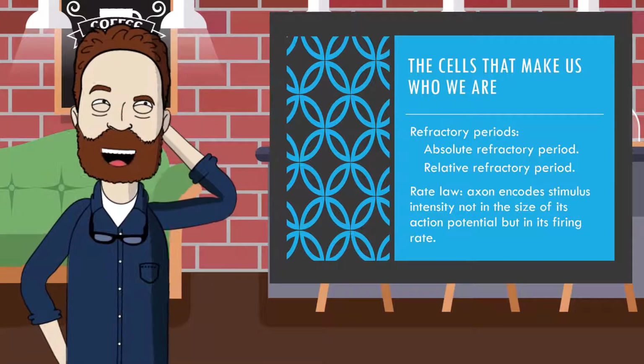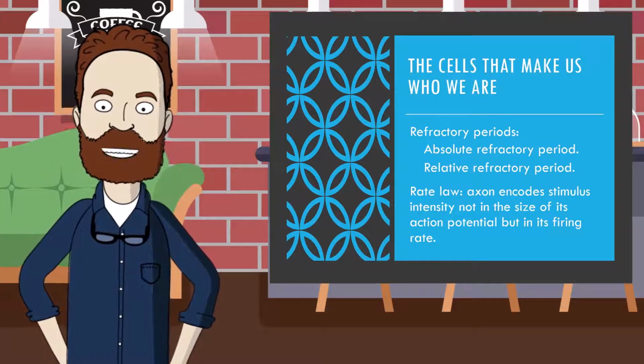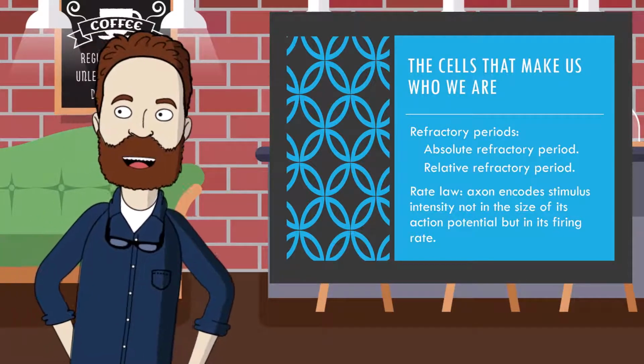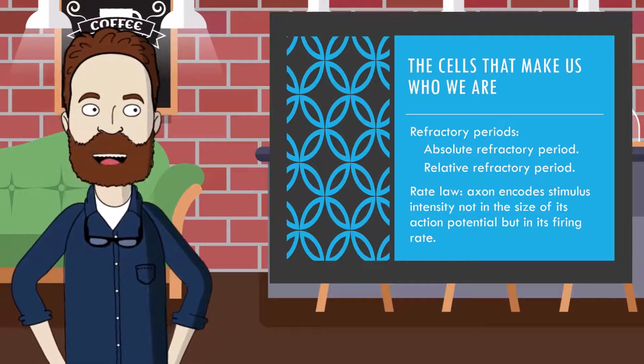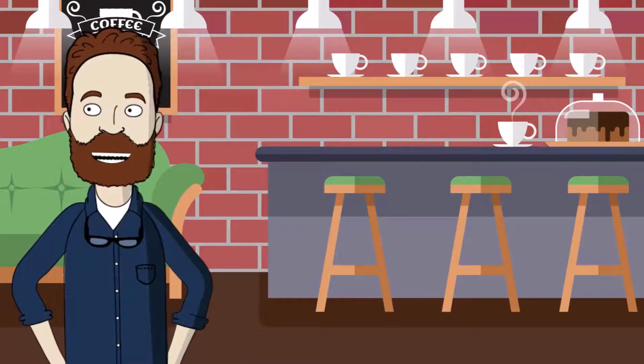This forces an action potential to travel in one direction along the axon. So in neural communication, the electrical impulse only travels down the axon, not back up the axon, because of this absolute refractory period. That's it for today's video.